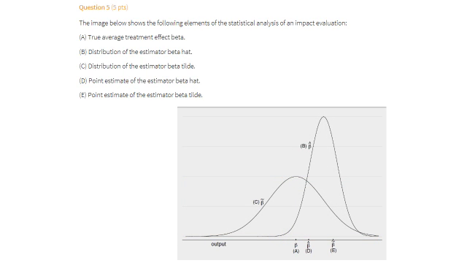Now you also have 2 point estimates, one for each one of the estimators. The point estimate beta hat, denoted by D, corresponds to the estimator beta hat. The point estimate beta tilde corresponds to the estimator beta tilde.